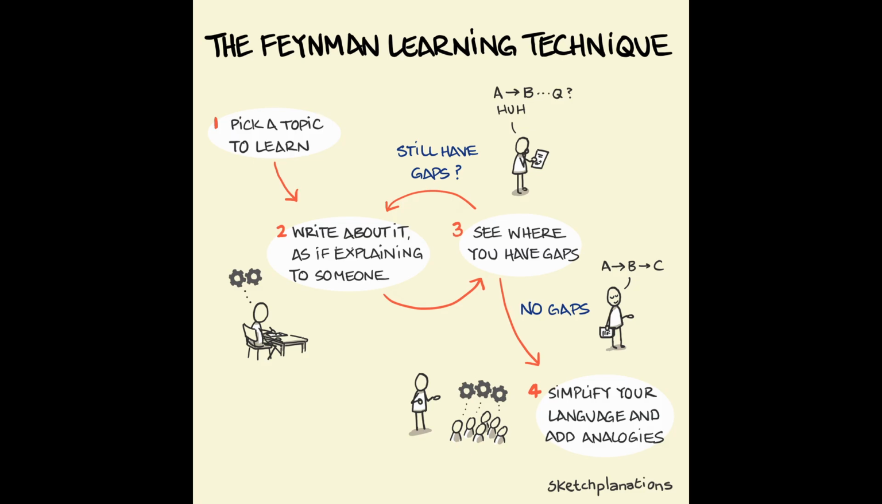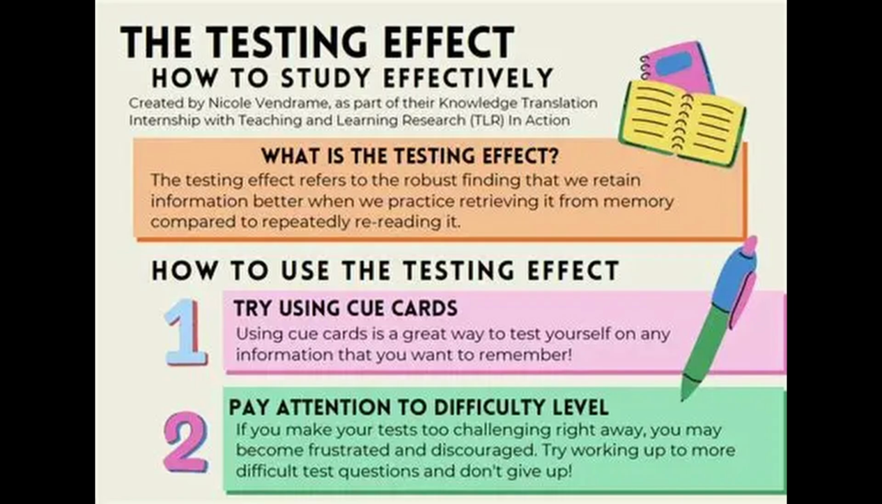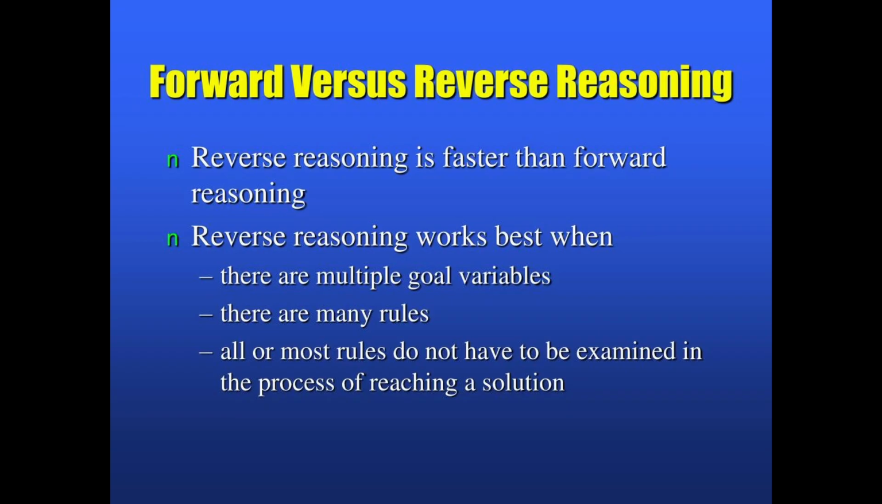Feynman technique, aka protege effect. Explain what you're learning as if you're teaching someone to figure out where your gaps in knowledge are. Testing effect. Practice tests are even better than self-explanation. Retrograde reasoning. If you get stuck, it may help to explain what you're learning in reverse.